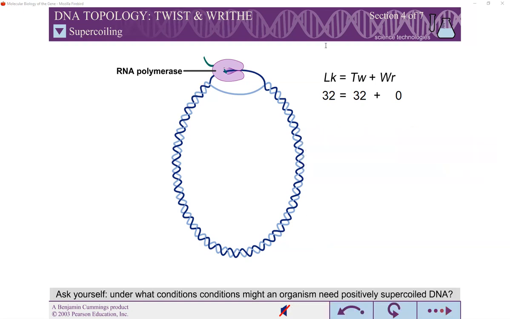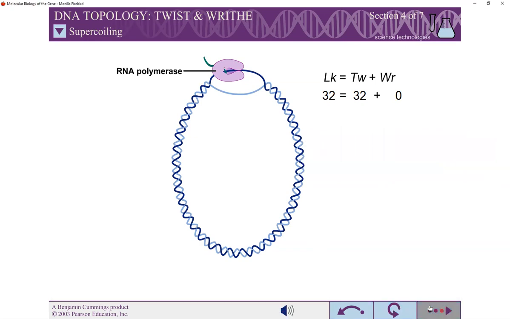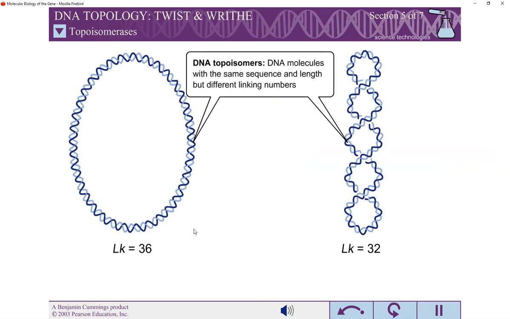Clearing all the drawing and moving forward. DNA molecules with the same sequence and length but different linking numbers are called DNA topoisomers, since they differ only in topology. Topoisomerases are enzymes that change the linking number of a DNA molecule. Topoisomerases have the ability to convert one form of the DNA into another by changing their linking numbers.